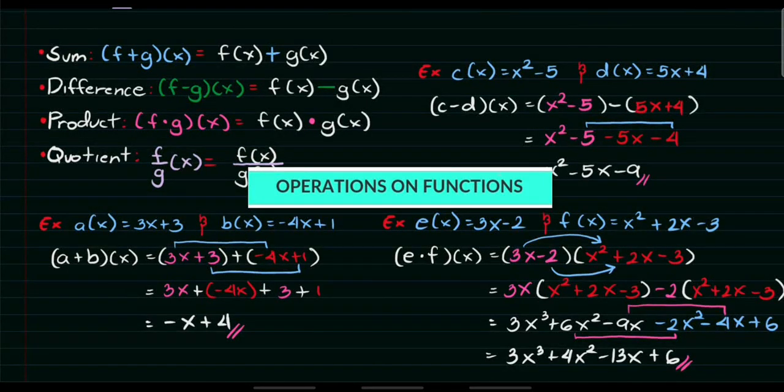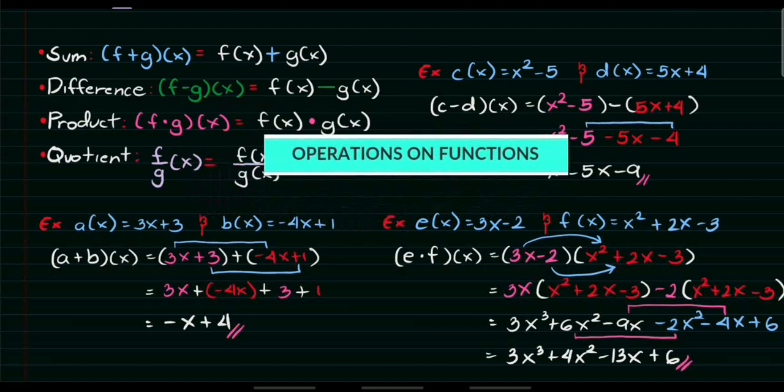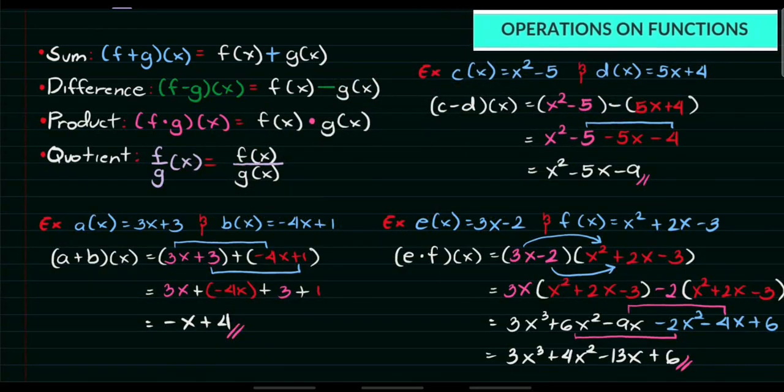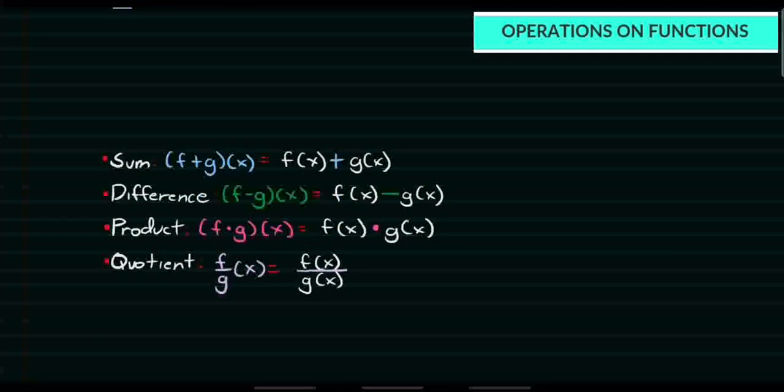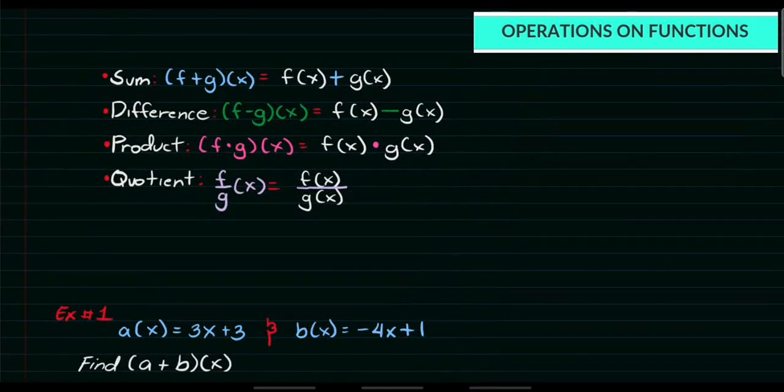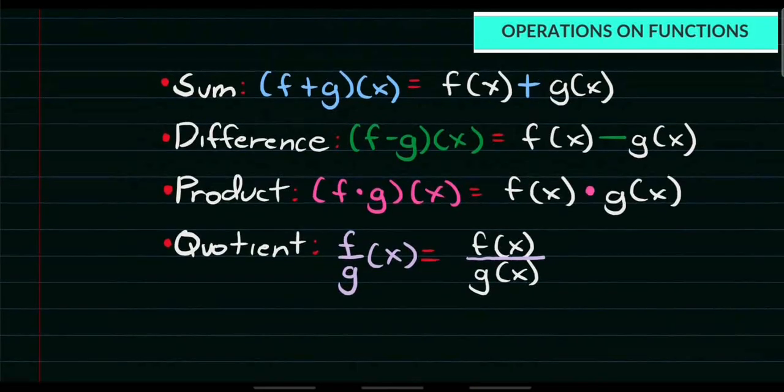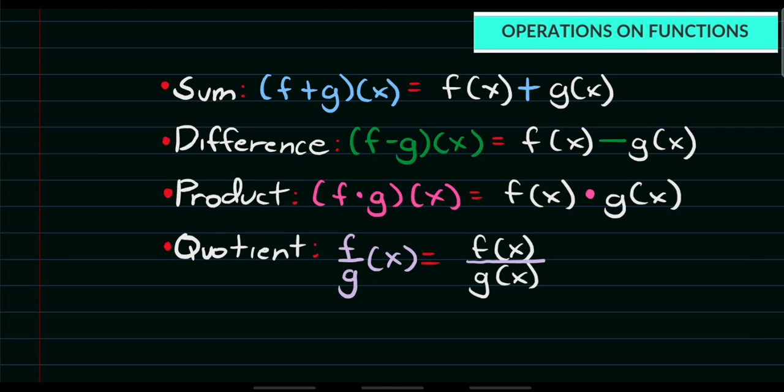Sa video na ito, pag-uusapan natin kung paano mag-perform ng operations on functions tulad ng mga examples na ito. So una sa lahat, ano nga bang meron if we are asked to perform operations on functions? Again, kung meron tayong dalawang function like f and g, their sum, their difference, product, and quotient are defined as follows. We have f of x plus g of x, f of x minus g of x, f of x times g of x, and then f of x divided by g of x. So similar lang i-apply natin na concept sa bawat operations na meron tayo.